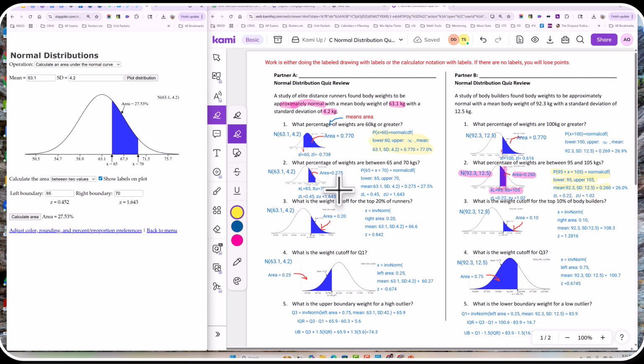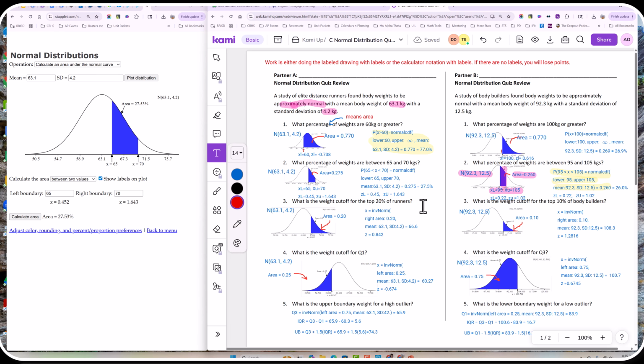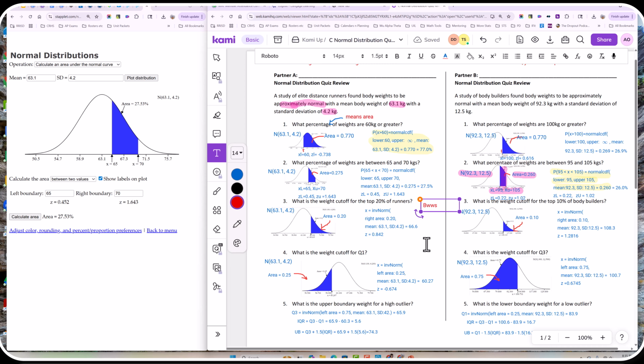Next, number 3. What is the weight cutoff for the top 20% of runners? So I'm giving you the area, all right? We need values. So let me make a note here. We need a value, not an area. All right, so that's going to change our drop down. You'll notice here, these are normal CDFs, right? Here we're changing to inverse norm because we're going backwards. We're going from the area to the value. Same thing for the stapplet. We don't need the area, we have it.